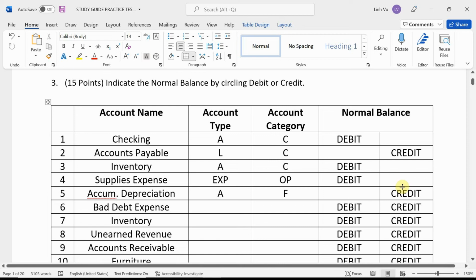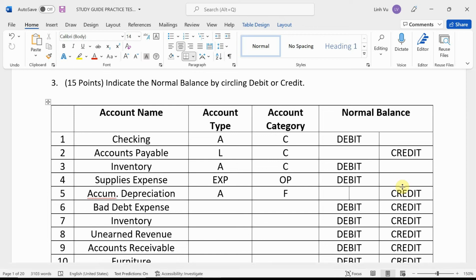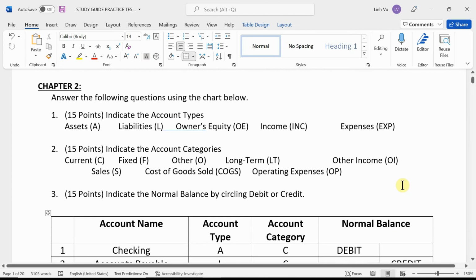Good. What about bad debt expense? Liability. Not necessarily a liability. Remember, bad debt is when customers owe you money. Asset. No. What are my options? I forgot.